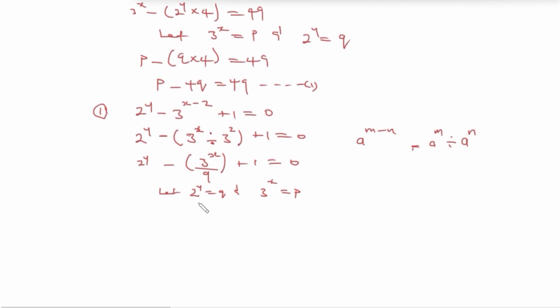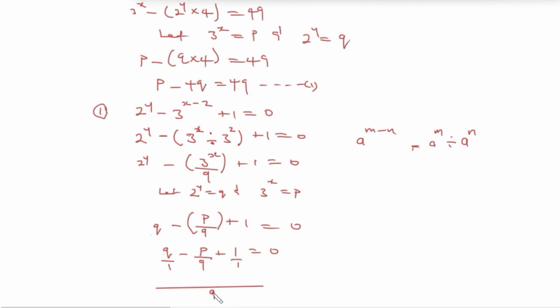So here we're going to write 2 raised to the power y is q minus, we have p upon 9, since 3 raised to the power x is p upon 9, and then plus 1 is equal to 0. So this is what we're going to have here. Find the LCM. This is upon 1. Let's write it again: q upon 1 minus p upon 9 plus 1 upon 1 is equal to 0. So the LCM for the denominators 1, 9, and 1 is 9. Draw a straight division line.